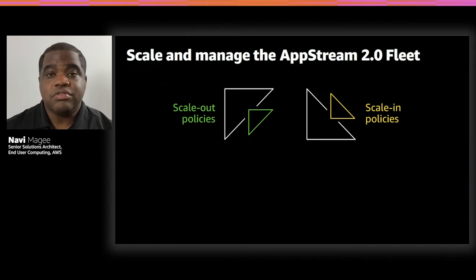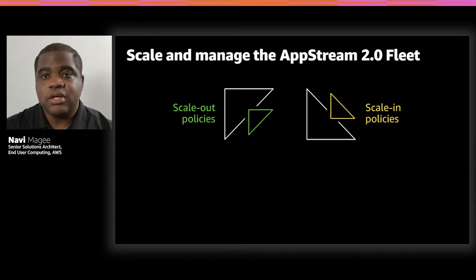And on the other side, once there's no longer that demand for the increased capacity, you can use a scale-in policy to reduce that number down to the minimum value as well. Again, the idea is that you as a customer get to control how you expand or decrease the number of instances available. Now, what if you have a predictable workload, a predictable pattern?